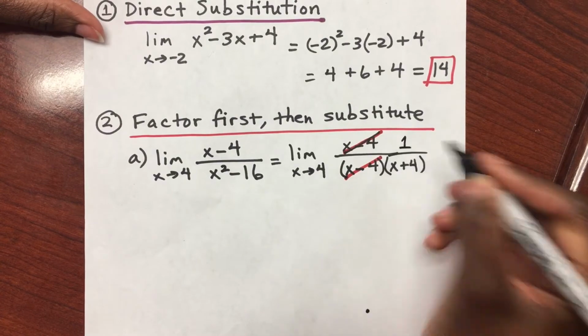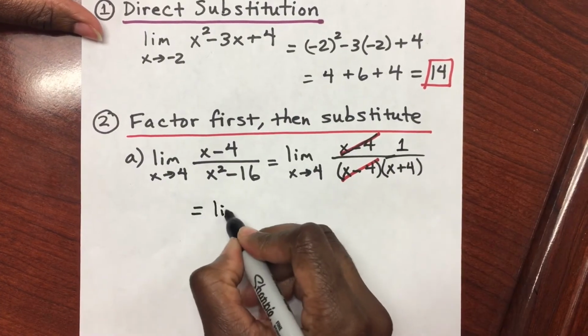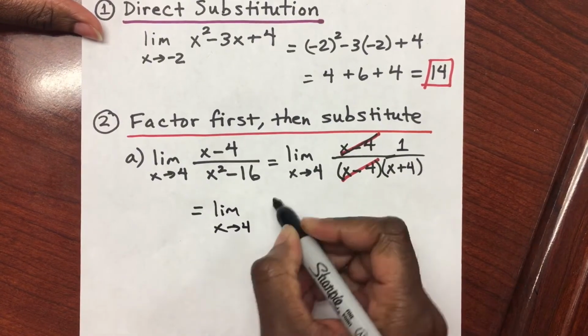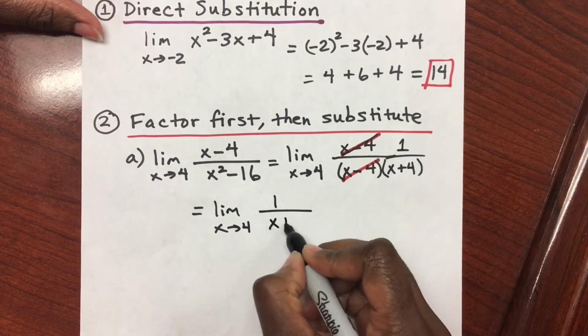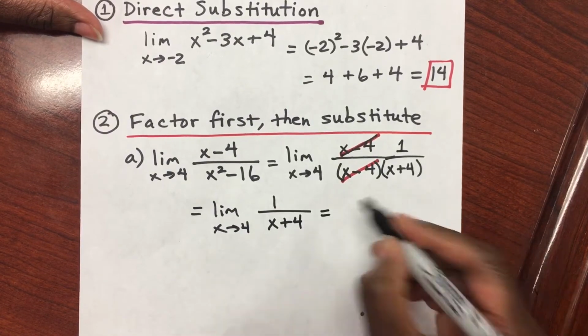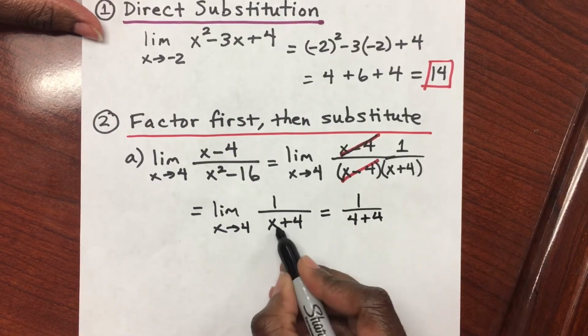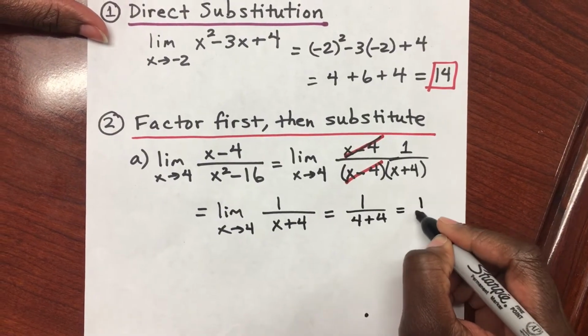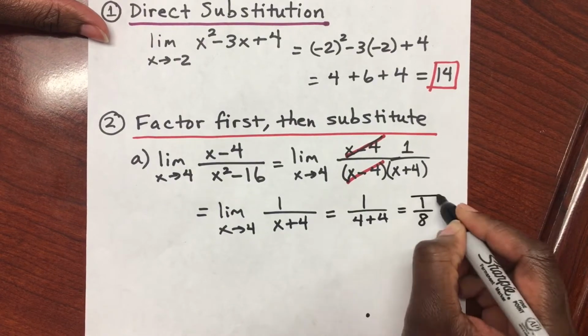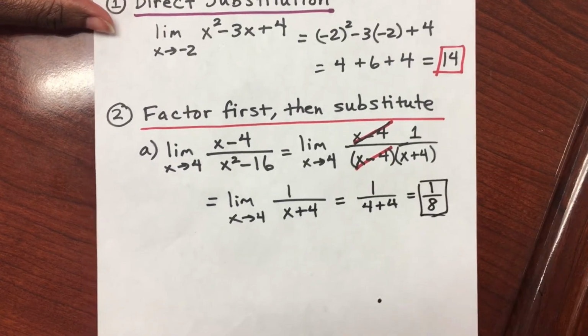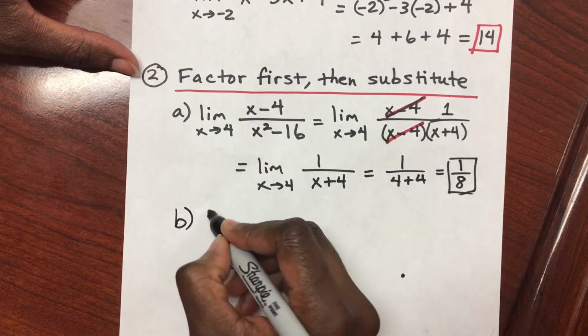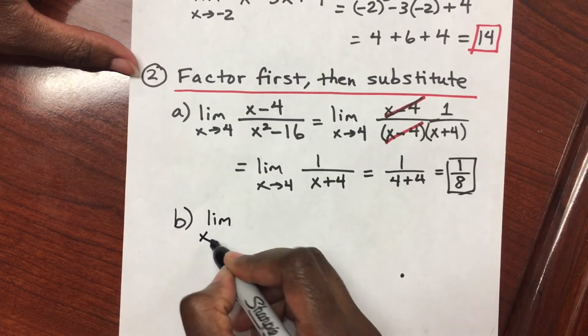And you're left with the limit as x approaches 4 of 1 divided by x plus 4. So now you substitute 1 over 4 plus 4. You put 4 in where the x is, and our final answer is 1 divided by 8. 1/8. That's our answer. Our second problem is the limit as x approaches 3.